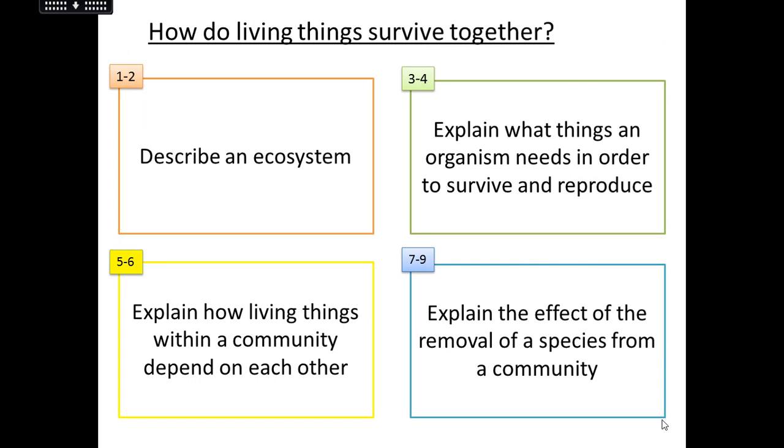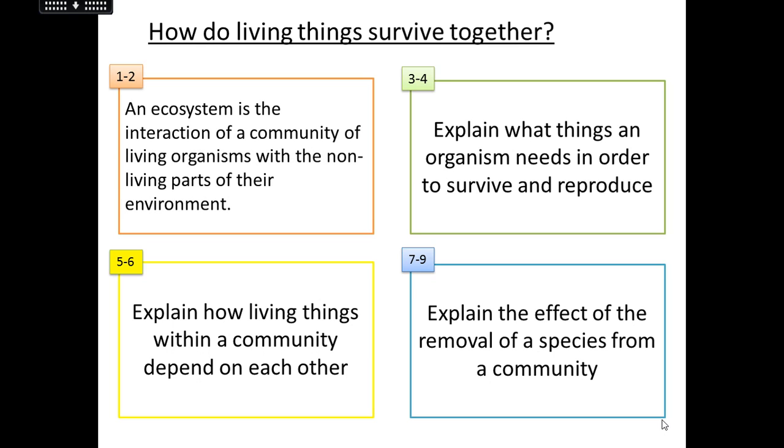So for question 1, or grades 1 to 2, you had to describe an ecosystem. So we're looking at the interaction of a community of living organisms with the non-living parts of their environment.